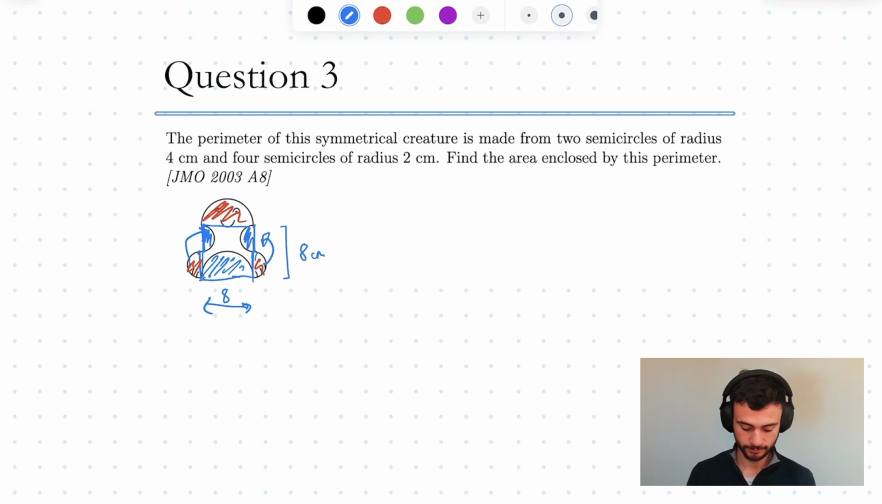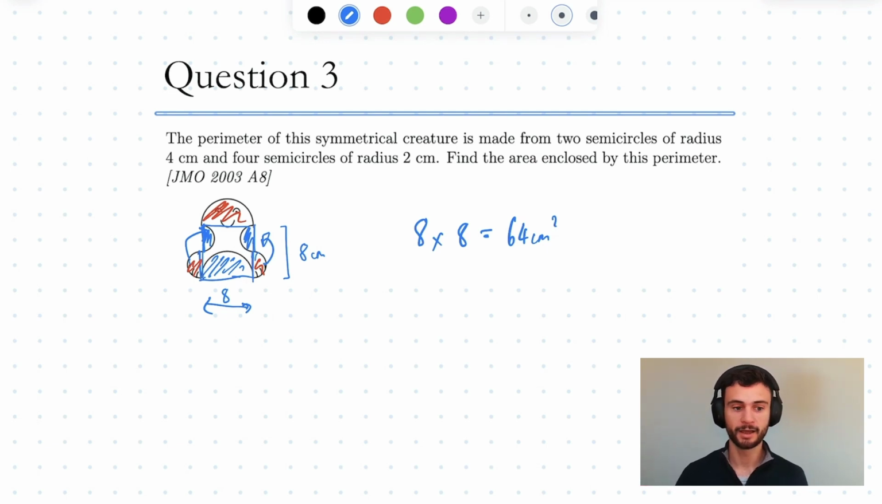So in total, the area enclosed by the perimeter of this shape, 8 times 8, 64 centimeters squared. Again, we're just doing that by finding a similar shape with the same area by cutting up pieces, reforming it into a shape where it's easy to work out the area of.